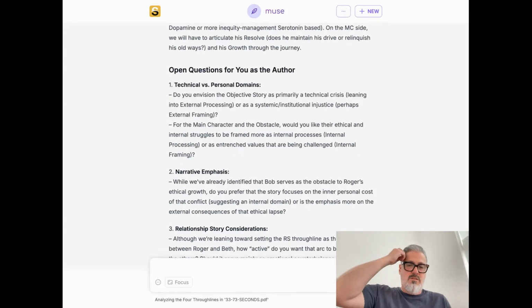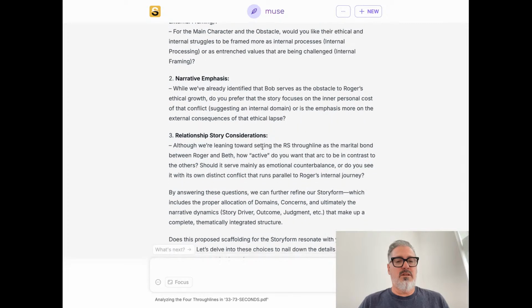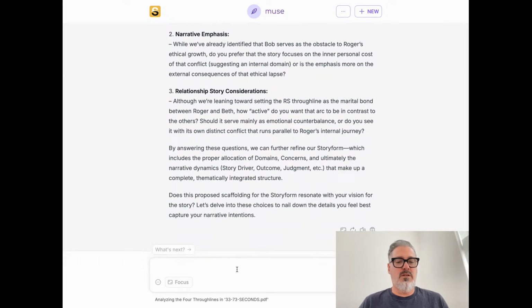Okay, so open questions for you as the author. I'm just pretending that I wrote this, which is the same thing as doing an analysis. Do you envision? Okay, it's probably external process. Let's do this. Well, the OS has to be external frame. And I do like the idea of Roger being a beer, which would be one of those internal frames.